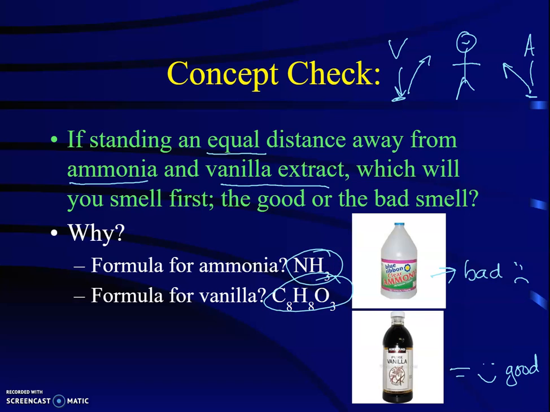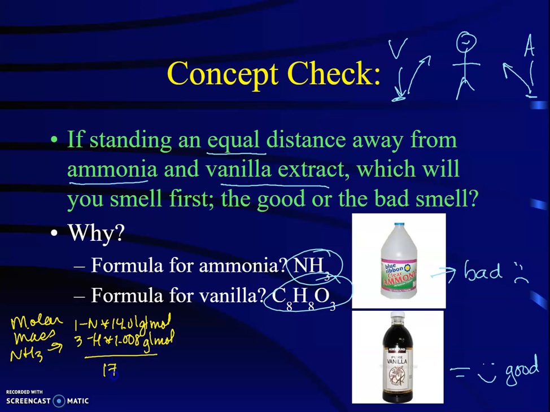So first you need to figure out the molar mass of ammonia. So the molar mass of ammonia, NH3: we have one N, which is 14.01 grams per mole. We have 3 hydrogens, which is 1.008 grams per mole each, for a grand total of 17.03 grams per mole for ammonia. Now, what is it going to be for vanilla?